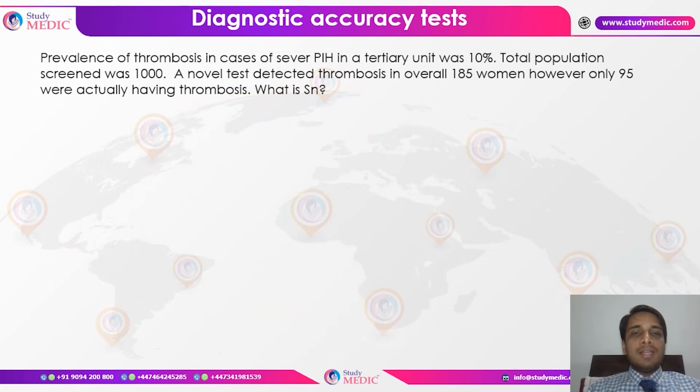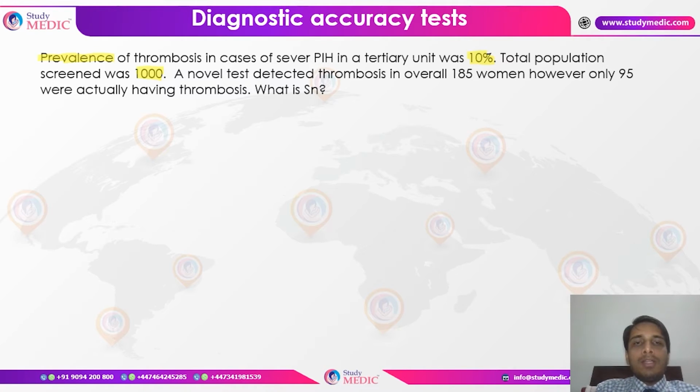Now, let us see how to solve some of the problems. Here we'll see: the prevalence of thrombosis in cases of severe PIH in a tertiary care unit was 10%. So, prevalence was 10%. The total population screened was 1000. See, N is 1000 here. Total population is 1000.